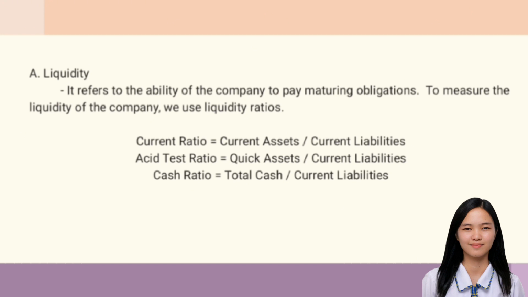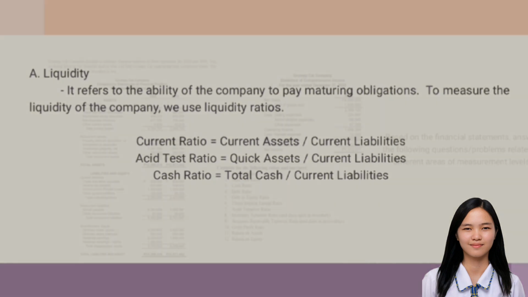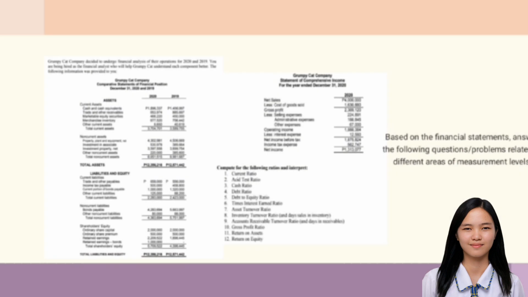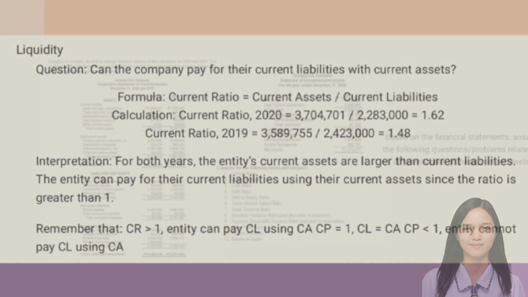So dito po sa susunod na i-discuss para po mas lalong maintindihan, please refer lang po kayo sa example na financial statement ng Grumpy Cat Company para po mas makasunod ng maigi sa i-discuss. So, let us now discuss the current ratio.